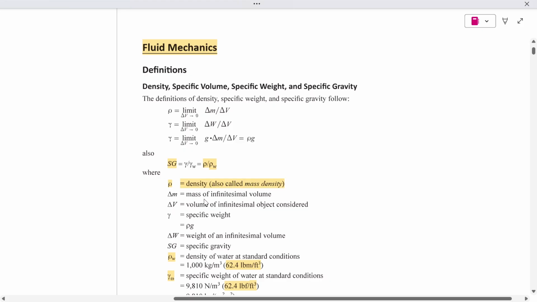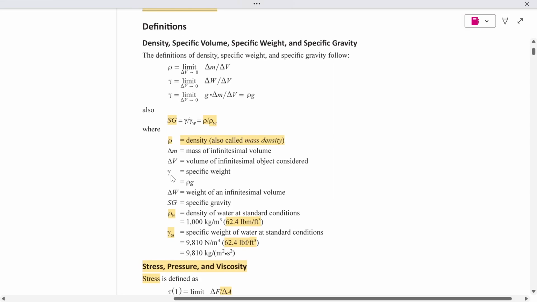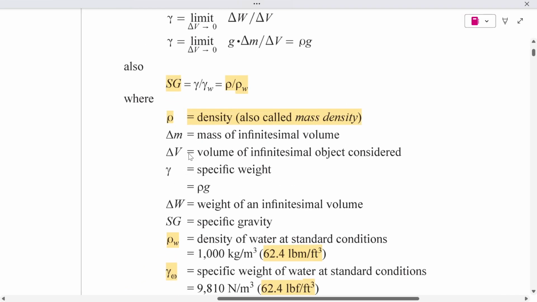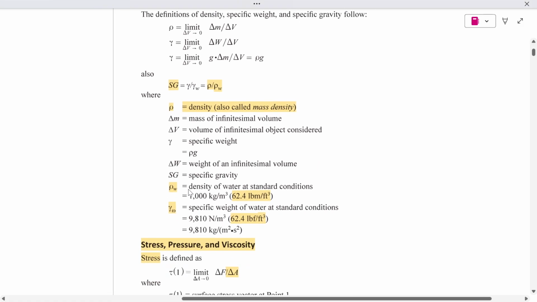Delta M is difference of mass. Gamma means specific weight. These both are not the same. Gamma is equal to density times gravity. Okay, very important and useful relationship. Some questions will give you specific weight, they will not give you density. So you can understand there is a relationship here in your FE reference manual between specific weight and density.